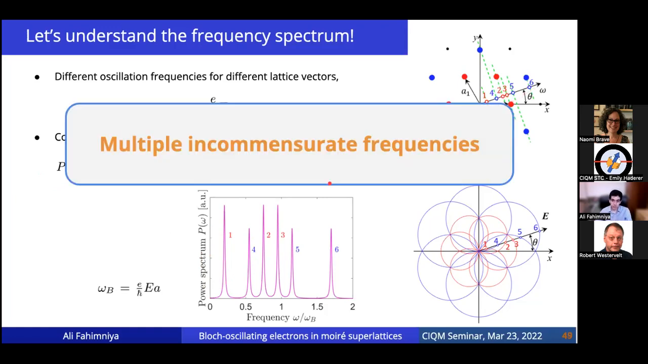The frequencies are incommensurate, and we can get them because of their origin in the real space lattice. We can explain them by two incommensurate frequencies and then all the resonances of those two frequencies. And once again, the main takeaway is that the frequencies are solely determined by the geometry of the problem, and they have no dependence on the band dispersion.